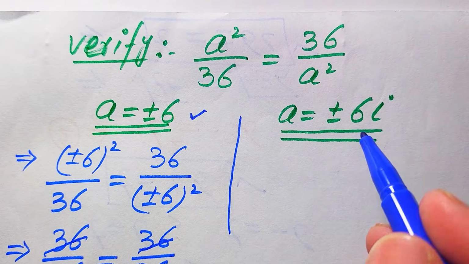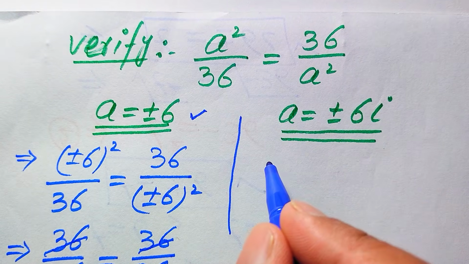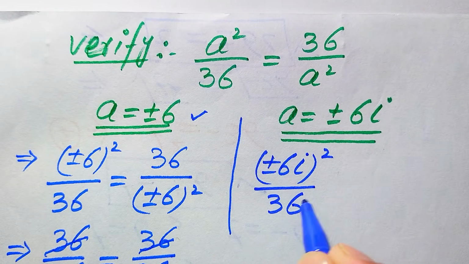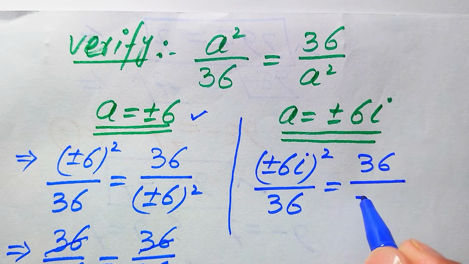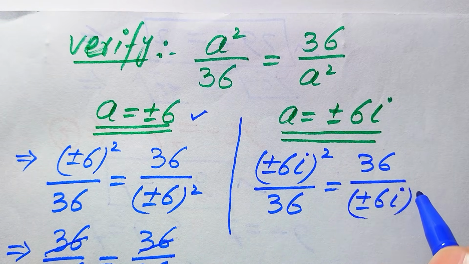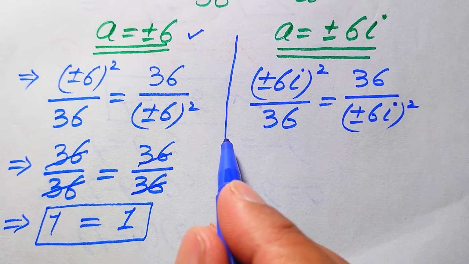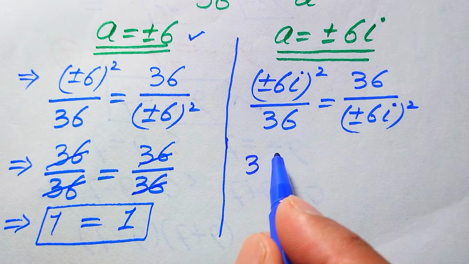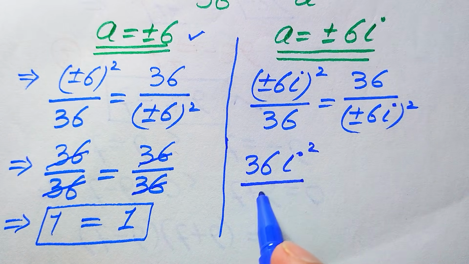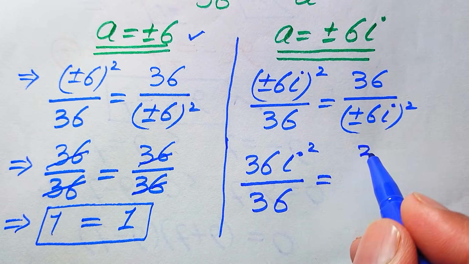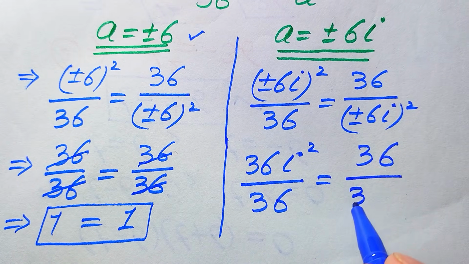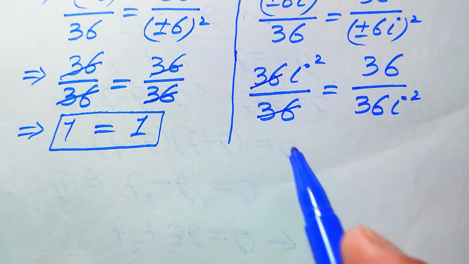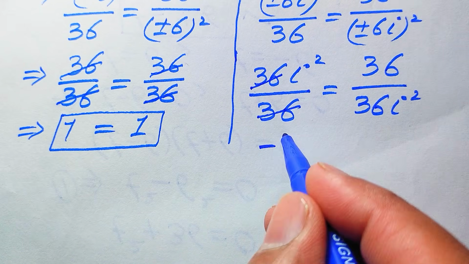Now in the same pattern we verify the second root. We substitute these values here and it becomes plus minus 6 iota and its whole square divided by 36 equals 36 divided by plus minus 6 iota and its whole square. In the next step we need more simplification. Again, the plus minus square becomes plus, 6 square becomes 36, iota square stays iota square, divided by 36 equals, in the same pattern, 36 divided by 36 times iota square. Now the 36 and 36 are gone and iota square becomes minus 1.